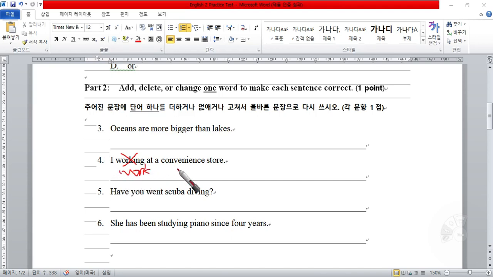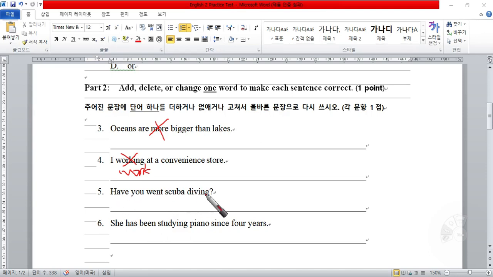Okay. Now we didn't cover that in this text in our study this semester, but if your test allows you to just make one correction or correct one word, then you can do it. Okay. Just make sure that it's correct. Okay. So oceans are bigger than lakes. I work at a convenience store, or I am working at a convenience store.